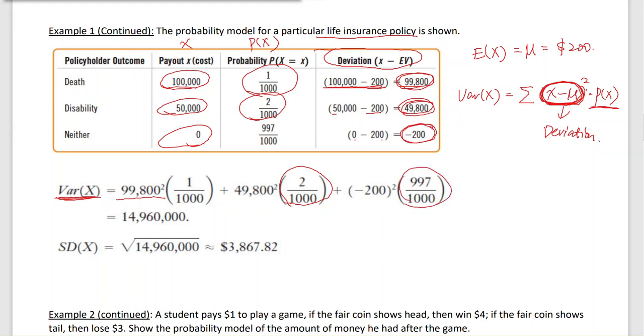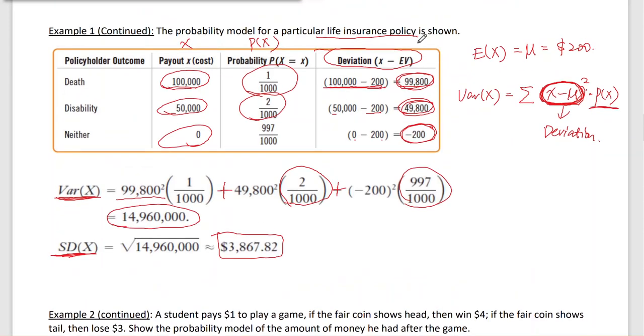And then the last step is to take the summation. If you calculate this, this is the variance of this discrete variable. Then if you take the square root of the variance, you get the standard deviation, which is $3,867.82.